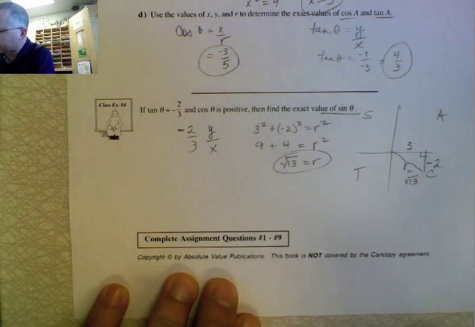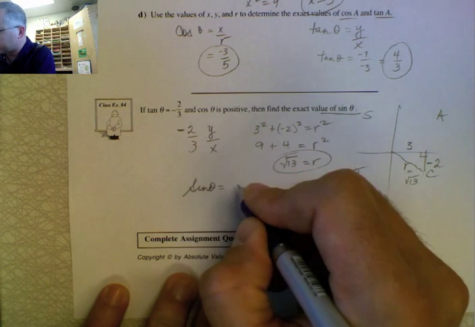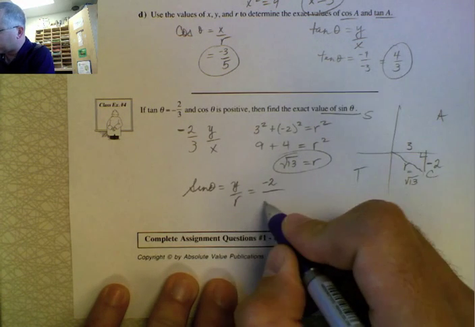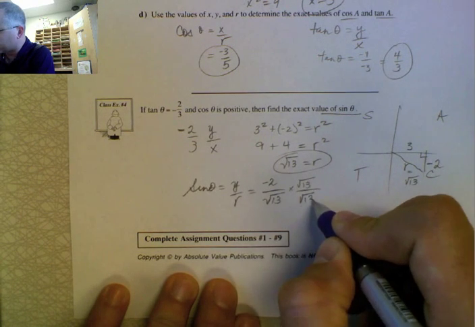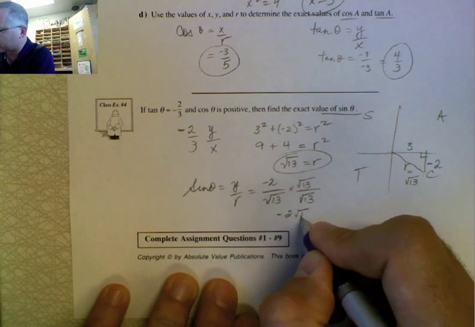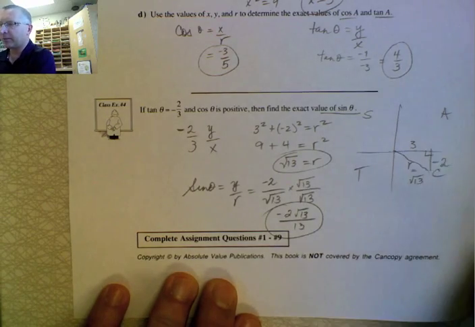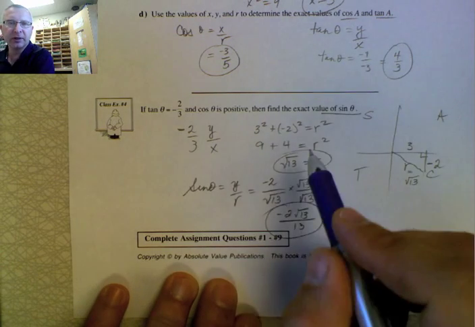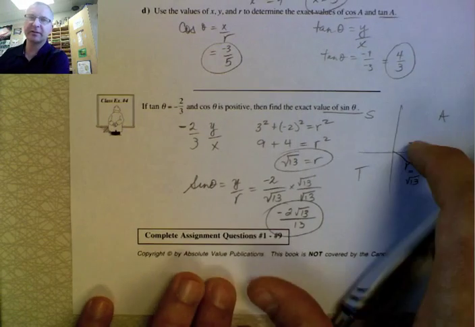And it says find the exact value of sine. Well, sine is y over r. The y value is negative 2, the r value is root 13, and then we need to rationalize the denominator by multiplying by root 13 over root 13, and we get negative 2 root 13 all over 13. And there we go. So we've looked at how to use reference angles and how to use the CAST rule to determine different values of sine, cosine, and tangent in different quadrants.